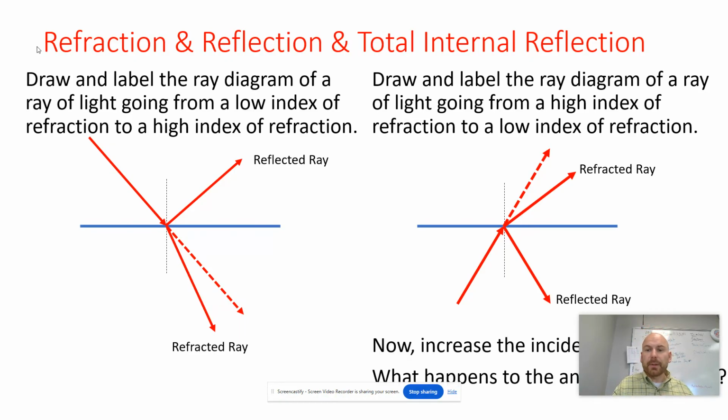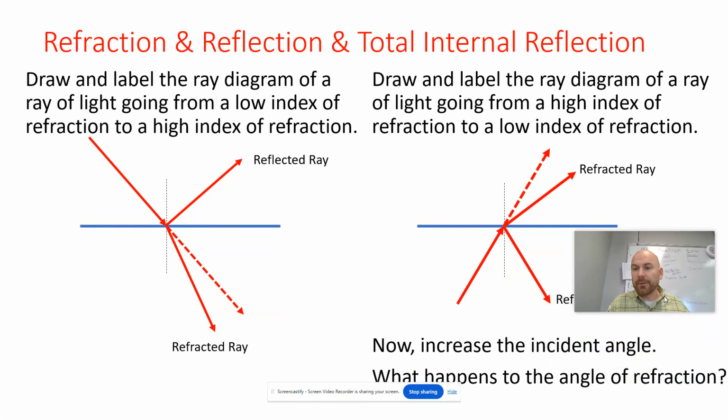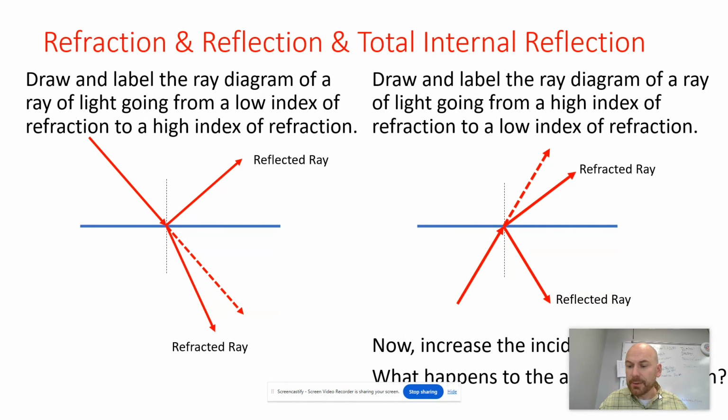So, what happens if we increase the angle of incidence? What happens to the angle of refraction? What we see is this. We're increasing the angle of incidence, and the angle of refraction is also going to increase. It's going to bend more away from the normal line, and our reflected ray still obeys the law of reflection.